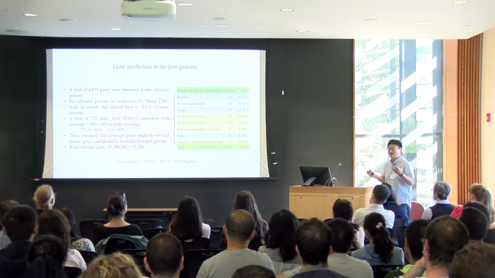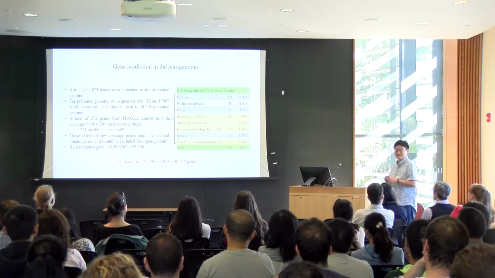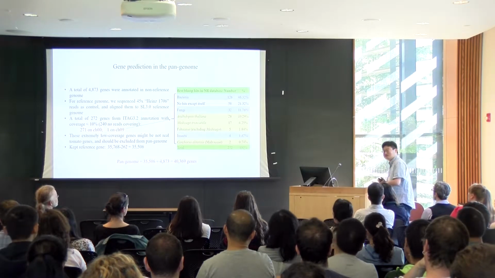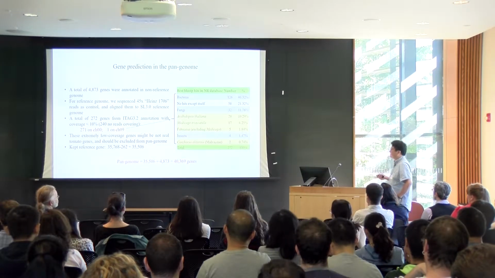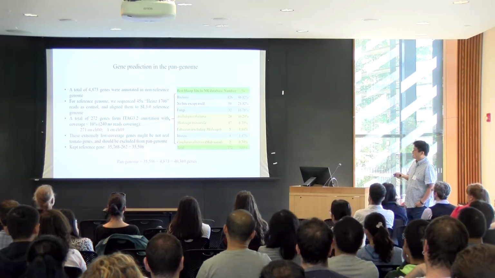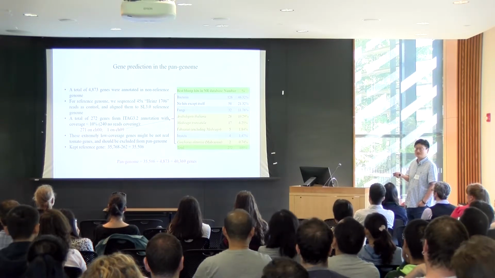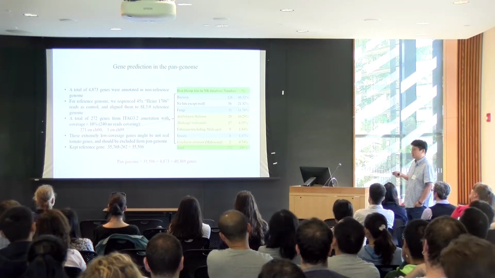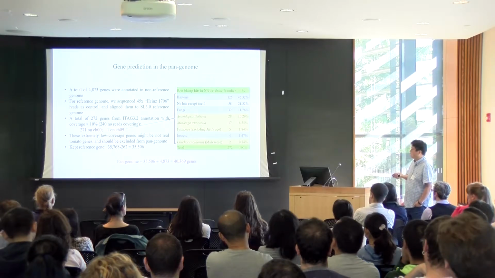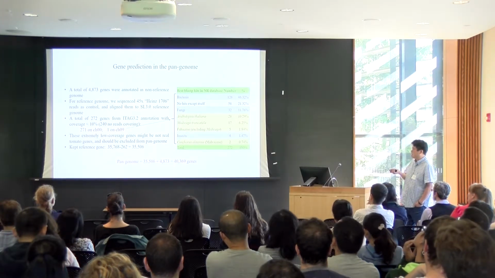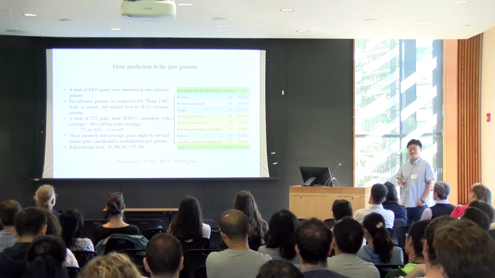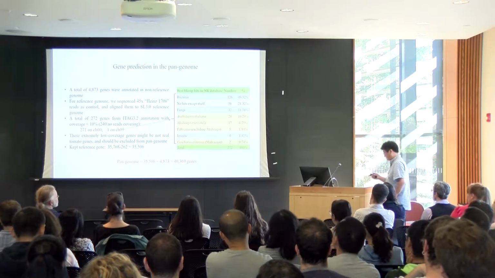But that's not unexpected, because in almost all genome sequencing projects, it's very hard to clean out everything. You expect some level of contamination. But with this detailed analysis, we can confidently remove these 272 genes from the reference genome. So in total, we got 40,369 genes in the entire pan-genome.